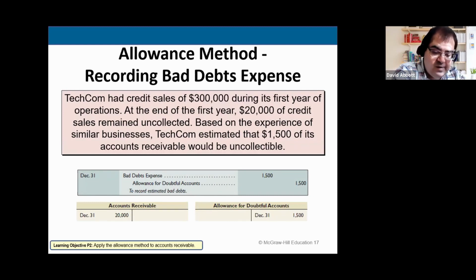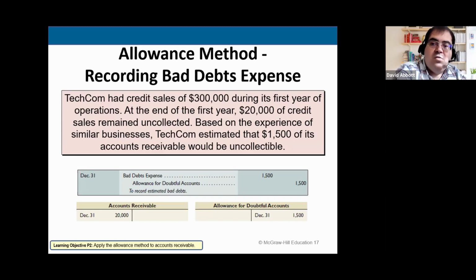The estimated bad debt expense of $1,500 is reported on the income statement as either a selling expense or an administrative expense. The allowance for doubtful accounts is a contra asset account. A contra account is used instead of reducing accounts receivable directly because at the time of the adjusting entry, the company does not know which customers will not pay. After the bad debts adjusting entry is posted, TechCom's account balances for accounts receivable and its allowance for doubtful accounts are shown at the bottom of this slide.